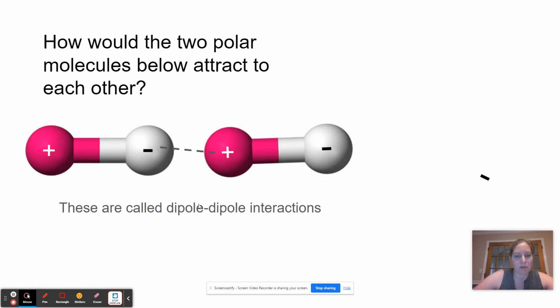And we call these dipole-dipole interactions because this molecule has a dipole, it's polar, and this molecule has a dipole, it's polar. And so these kind of attractions are not as strong as ionic attractions because remember, these are partial charges, but they're going to happen anytime you have two polar molecules in solution.